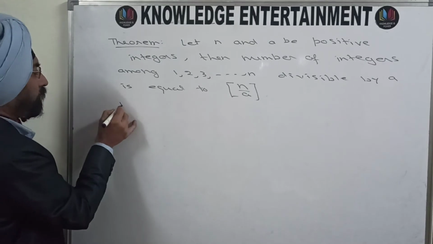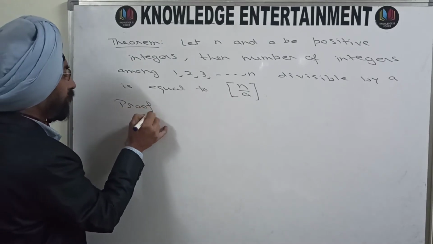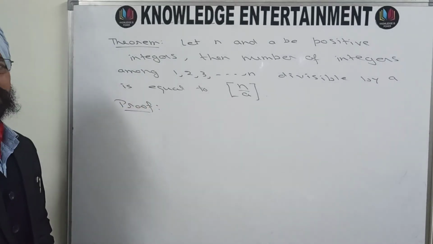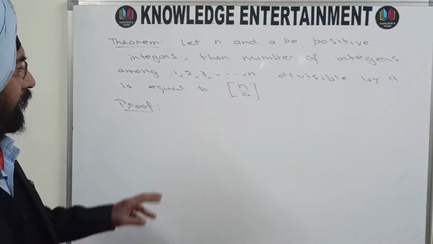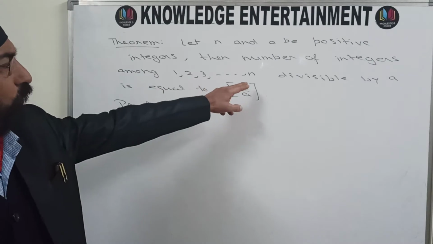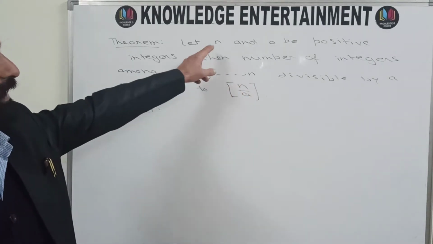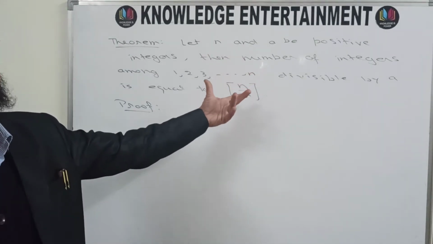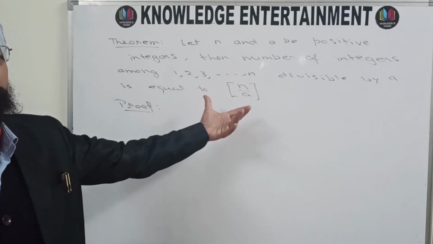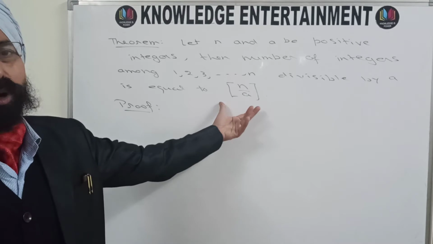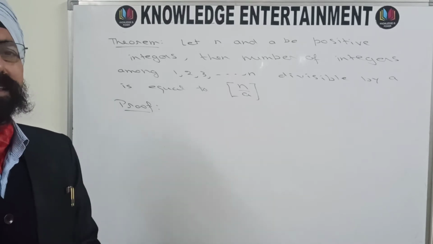This is the very first theorem regarding greatest integer function. So what we are to see here, if you consider these numbers 1, 2, 3, 4, 5 up to n, and a is any positive integer, then how many multiples of a will be here? How many multiples of a will be here? The number of multiples of a will be box of n by a. So let us see how to prove it.